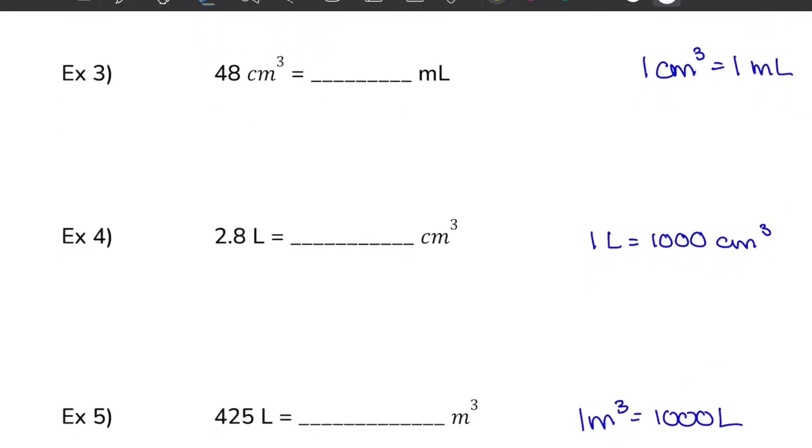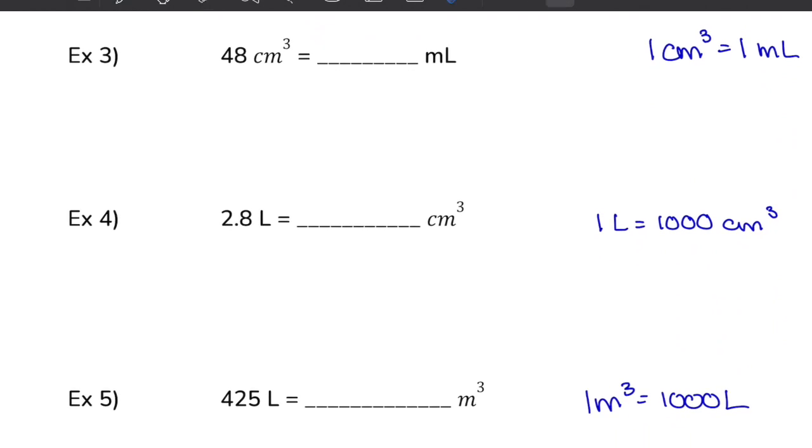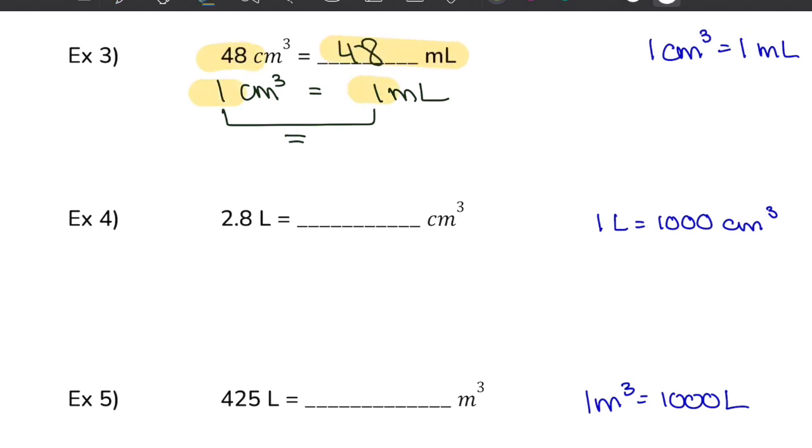Okay, next question. We're converting from centimeters cubed to milliliters. This is the relationship that I got from my formula sheet, so I'm going to write it down underneath my question. 1 centimeter cubed is equal to 1 milliliter. This one is really interesting because really they're equal, right? So the answer is 48. No math is necessary. 1 is equal to 1, so 48 is going to equal 48.